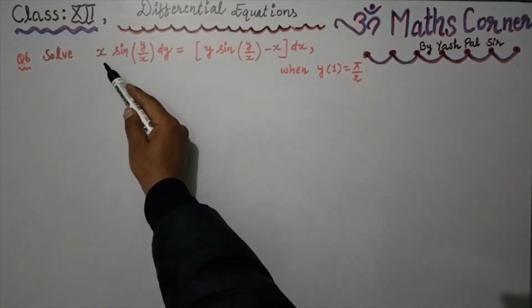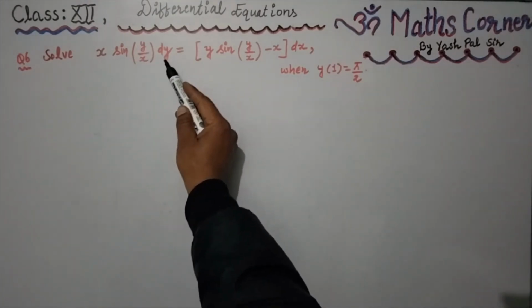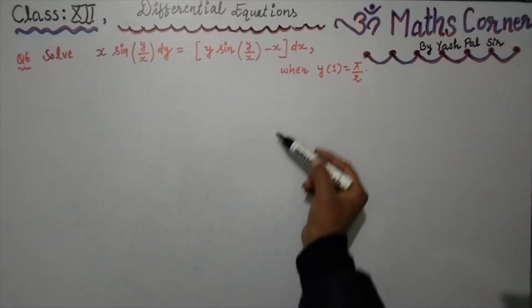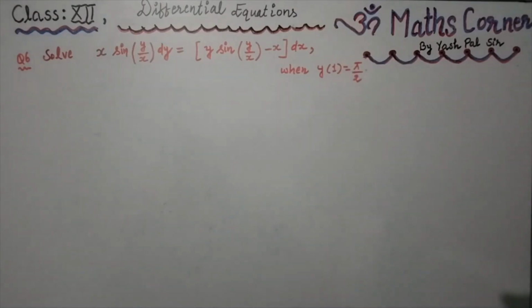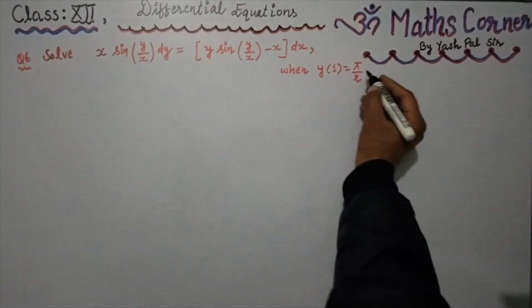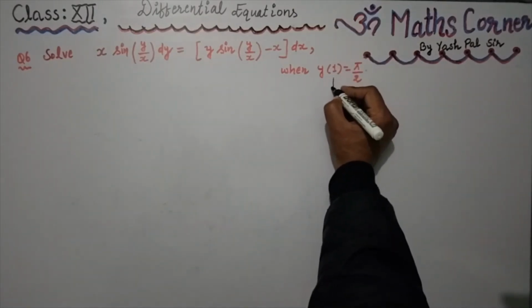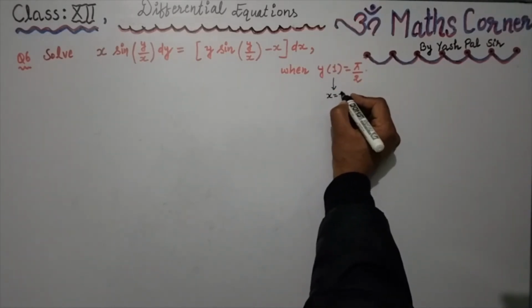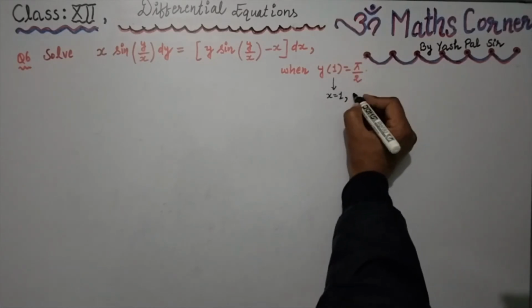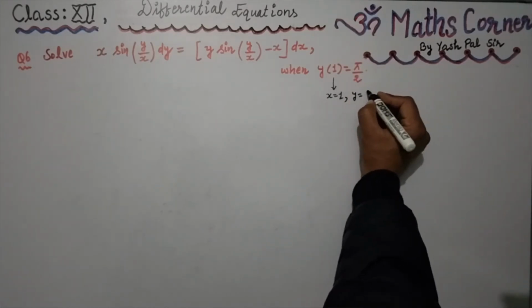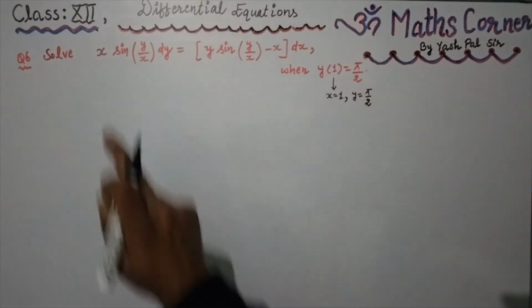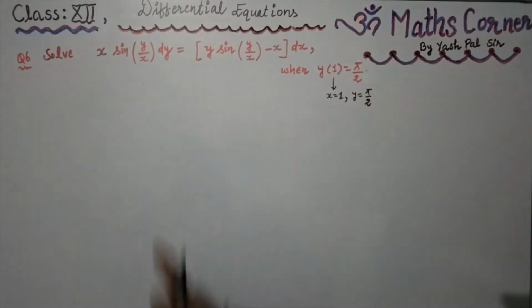Now after question number 5, taking the next question, question number 6: solve x into sine of y upon x into dy is equal to y into sine of y upon x minus x into dx, when y of 1 is equal to pi by 2. Y of 1 is equal to pi by 2 means x is equal to 1, and y is equal to pi by 2, right?